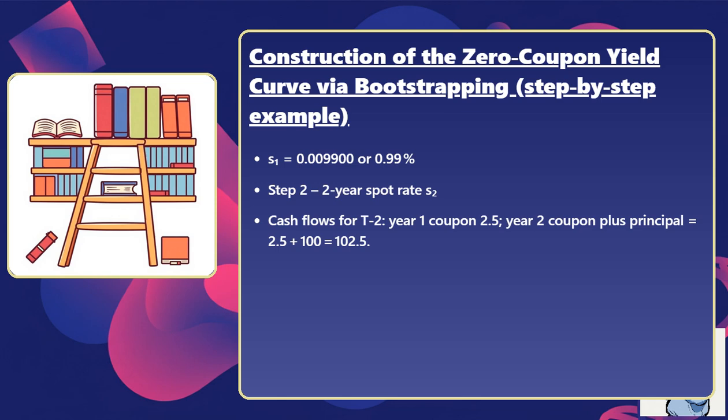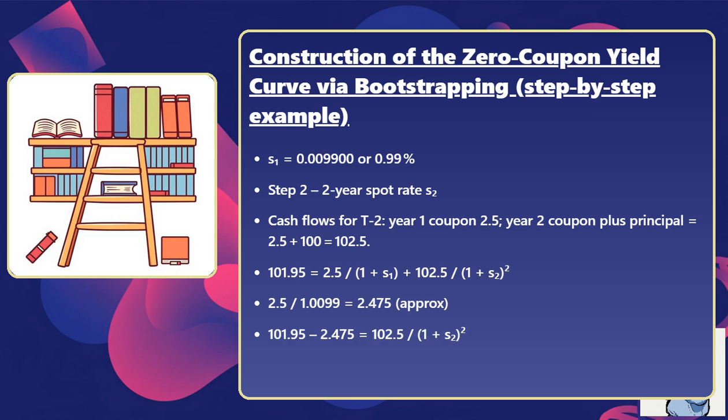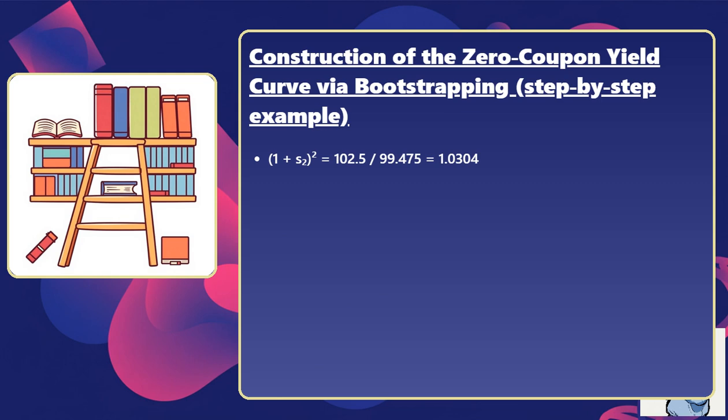Step 2, 2-year spot rate S2. Cash flows for T2: year 1 coupon 2.5. Year 2 coupon plus principal equals 2.5 plus 100 equals 102.5. 101.95 equals 2.5 divided by 1 plus S1, plus 102.5 divided by 1 plus S2 squared. 2.5 divided by 1.0099 equals 2.475 approximately. 101.95 minus 2.475 equals 102.5 divided by 1 plus S2 squared. 99.475 equals 102.5 divided by 1 plus S2 squared. 1 plus S2 squared equals 102.5 divided by 99.475 equals 1.0304. 1 plus S2 equals square root of 1.0304 equals 1.0151. S2 equals 0.0151 or 1.51%.